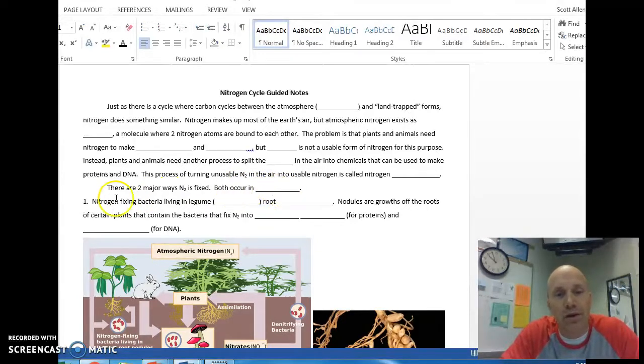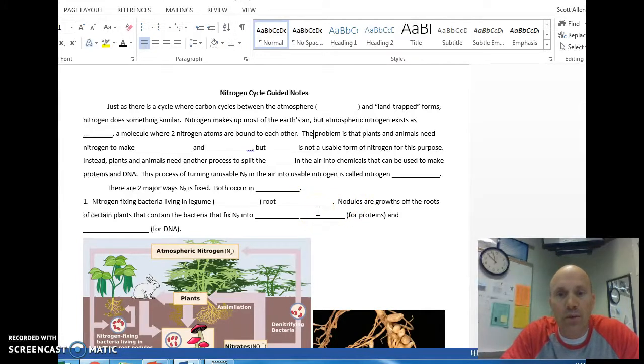All right. So a major way that this is done is through nitrogen fixing bacteria in legumes. All right, which is a type of plant, which we typically refer to as bean plants. All right. The bacteria that exist in their root nodules. All right, nodules. You can see the word right here.